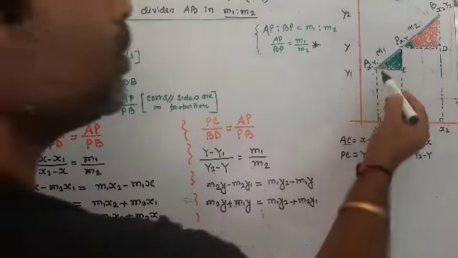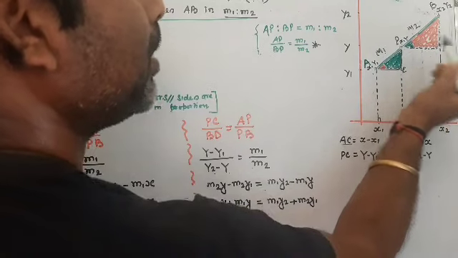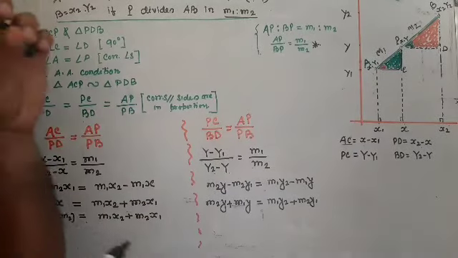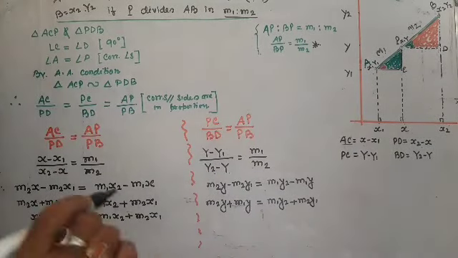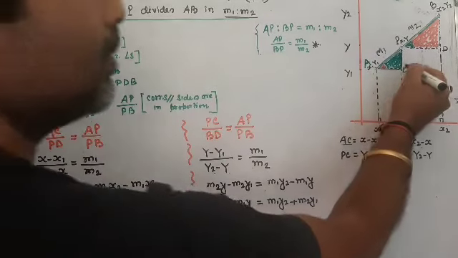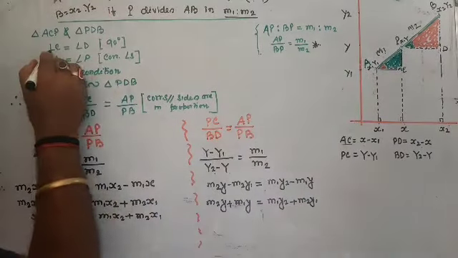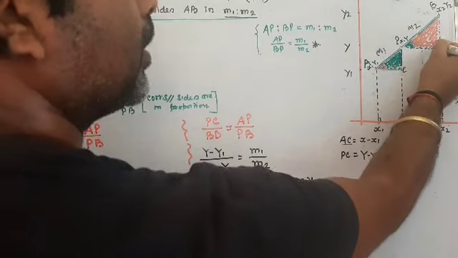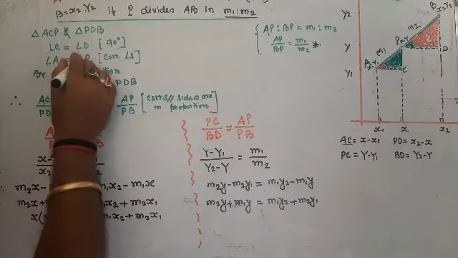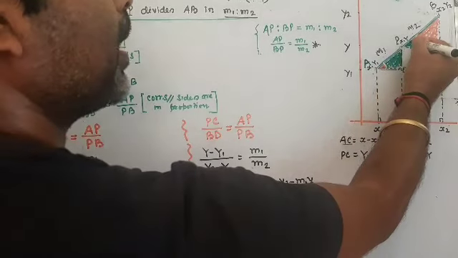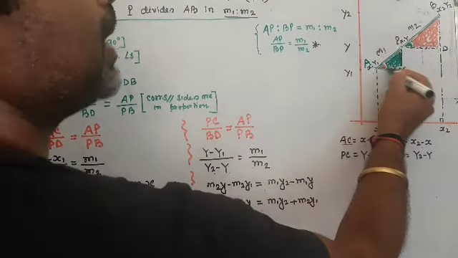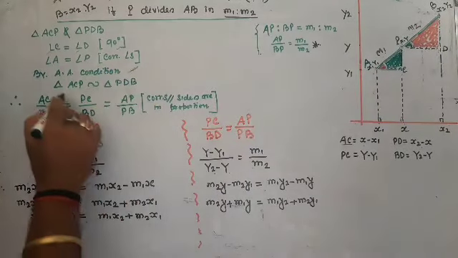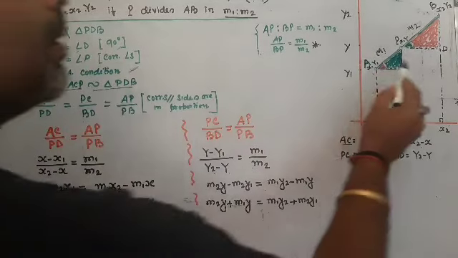Now here are two triangles, ACP and PDB. These two triangles are similar. Angle C is equal to angle D is equal to 90 degrees because these two are perpendicular, and angle A is equal to angle P, corresponding angles, because these two lines are parallel as they are at 90 degrees. So by AA condition we can say triangle ACP is similar to triangle PDB.